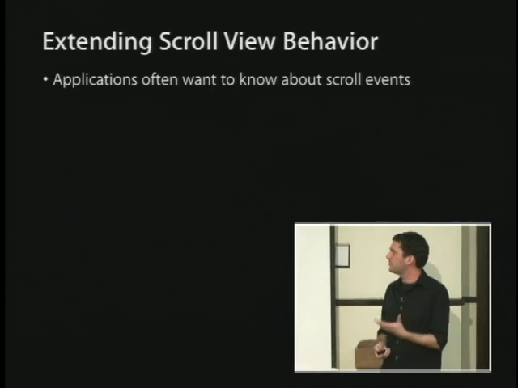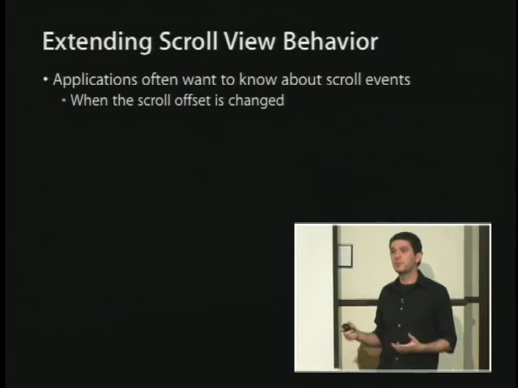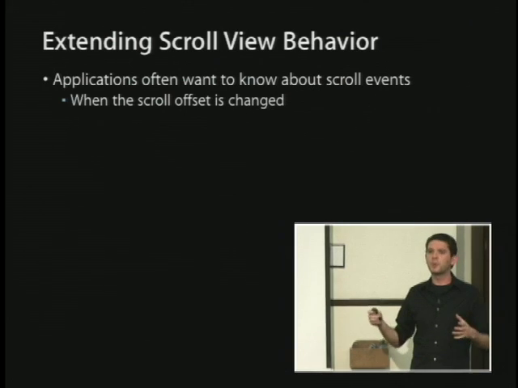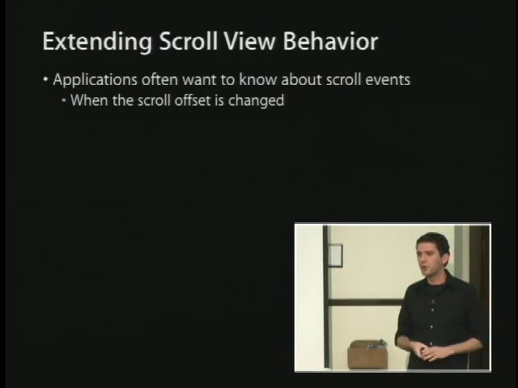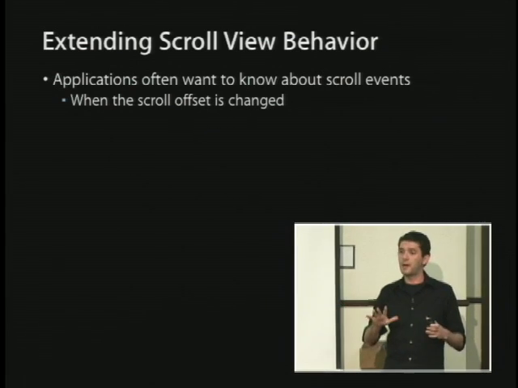So what might we want to do this for, though? You often want to know about scroll events. You want to know when the user starts scrolling. You want to know when the content offset is changing. You might want to know when the user lifts their finger, whether the scroll view is going to decelerate or just stop.